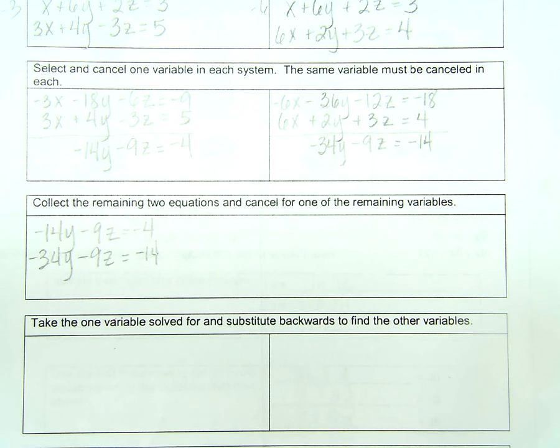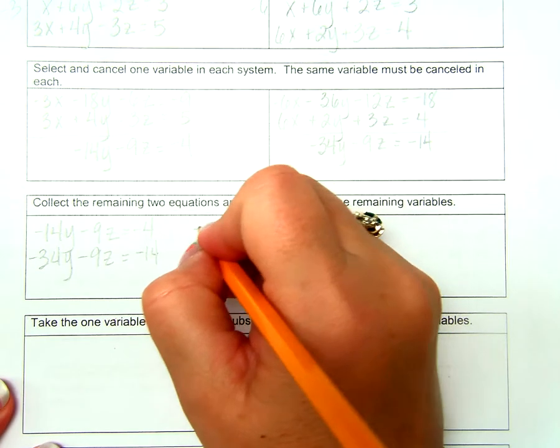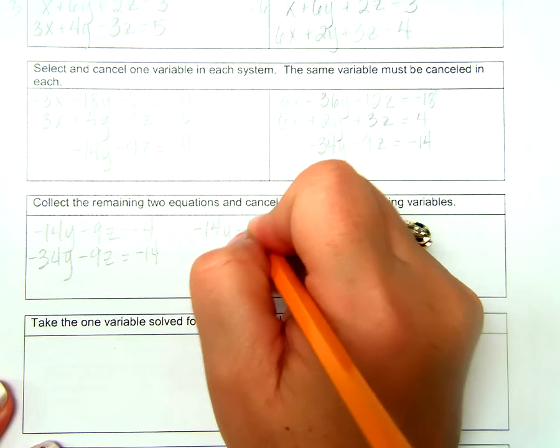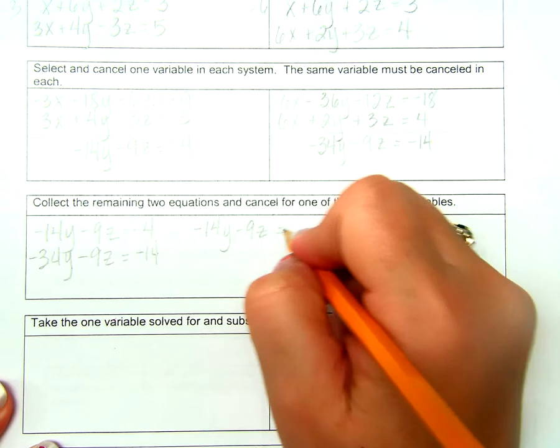What do I need? I need opposite z's. Well, that's pretty simple in a problem like this. Because if I multiply this entire equation, either one of them, top or bottom, by negative 1, won't that give me what I need? Which one do you want to multiply, top or bottom, by the negative 1? Bottom by negative 1, so I get negative 14y minus 9z equals negative 4.